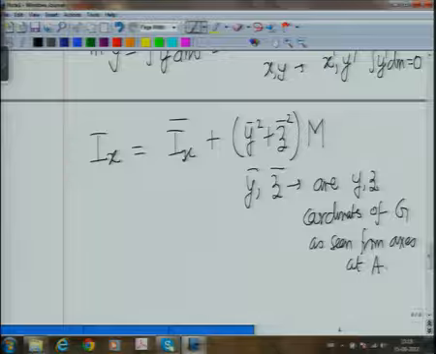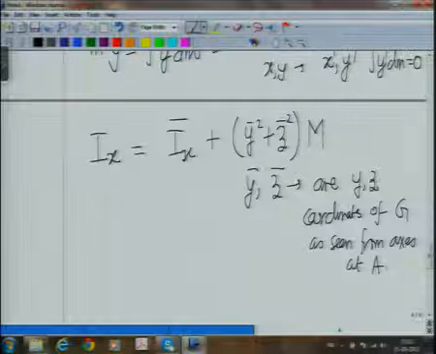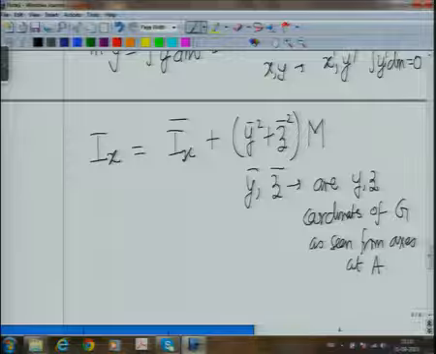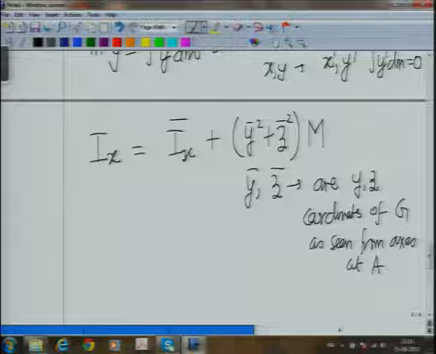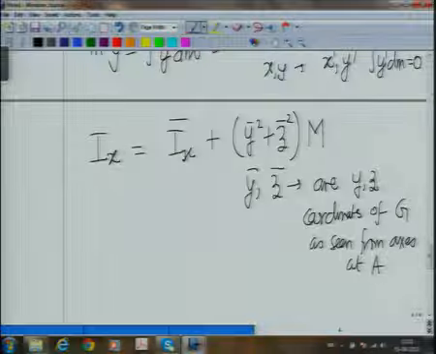Okay. So this is what the parallel axis theorem is. Is that fine? Similar to this, we will be able to get things for y and z. Okay. So now, in this theorem, what do we see? What is the physical meaning of y bar square plus z bar square? The distance from the x-axis of the center of mass.